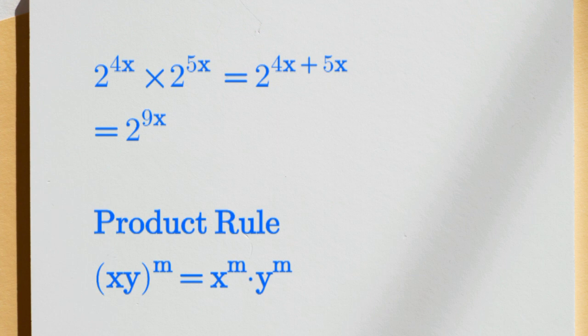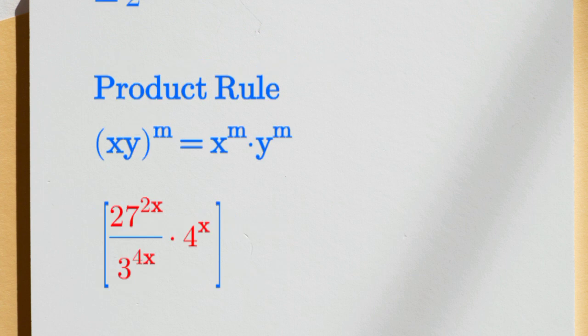And finally, before you go, let's try solving this question, and I would like to see your answers in the comment section. Now, this question is going to require you using all the rules I've talked about and everything about exponents. So it says when you have 27 raised to the power of 2x all over 3 raised to the power of 4x multiplied by 4 raised to the power of x. So try solving this expression, and I would like to see your answers in the comment section.